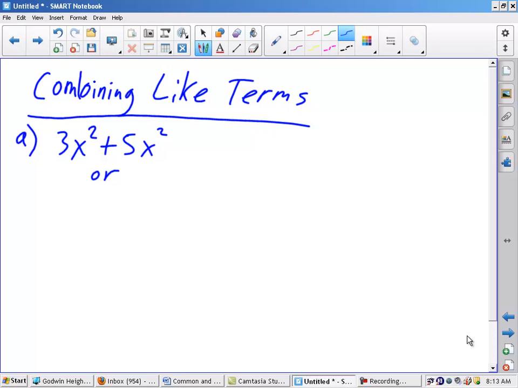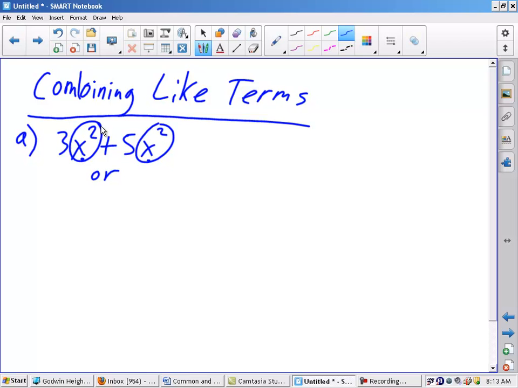Now I want to talk about combining like terms. What if I have something like 3x squared plus 5x squared? The first thing I want you to notice is that x squared and x squared are the same term. They're like terms. If I would have had an x squared and just an x, those would be different terms. So these are like terms.